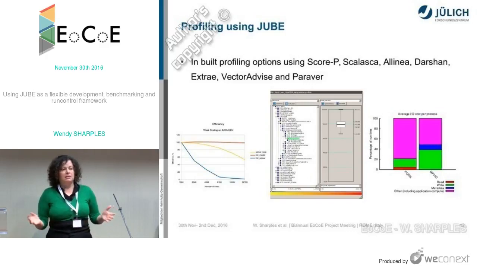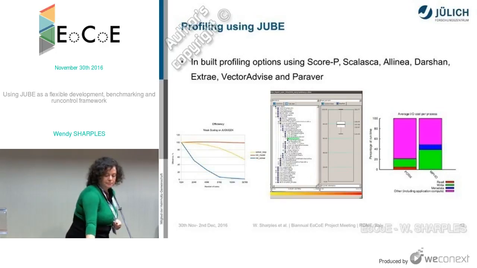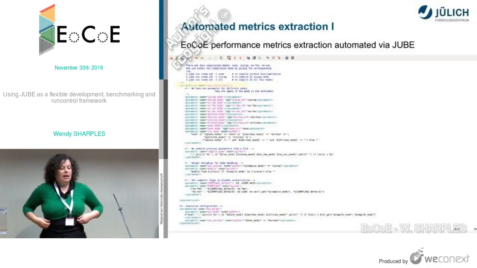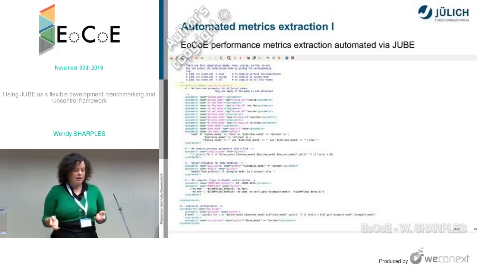So everything's automated for the user and they don't have to worry about build script parameters and things like that. So another thing that we added based on the Echo code diary is the performance metrics extraction, which is automated via JUBE, which Thomas and Ilya helped out with.